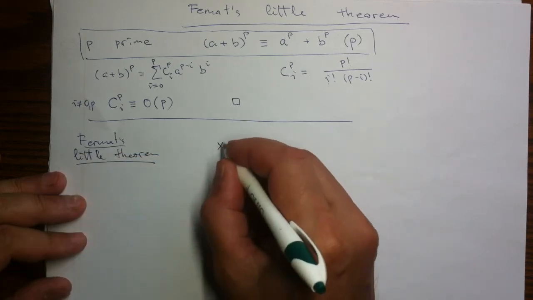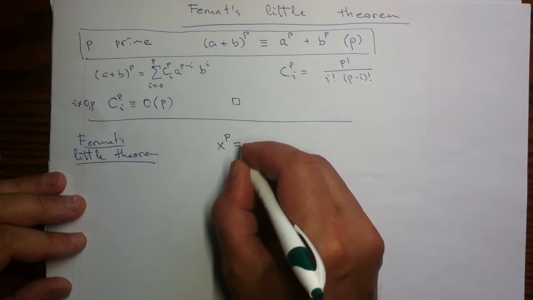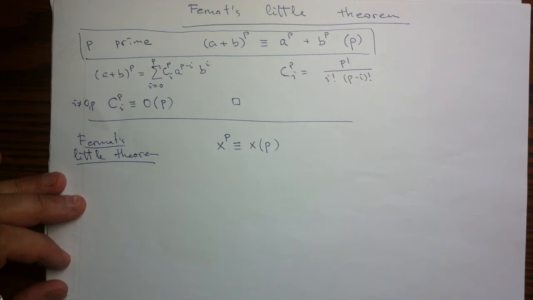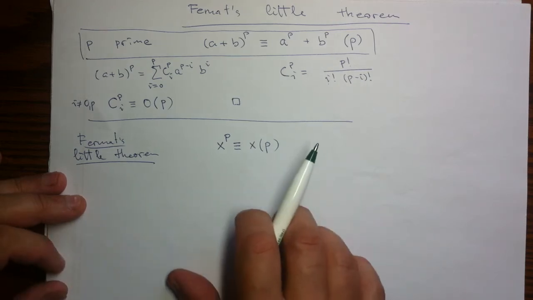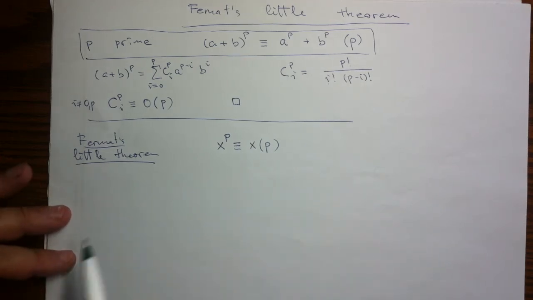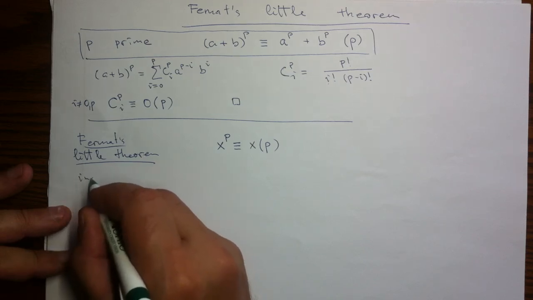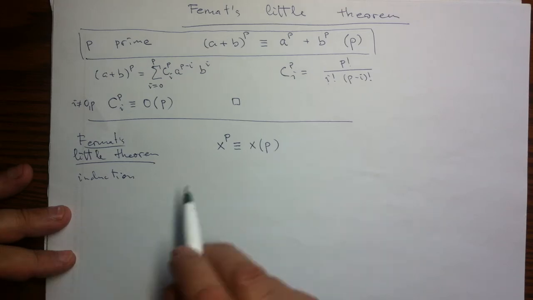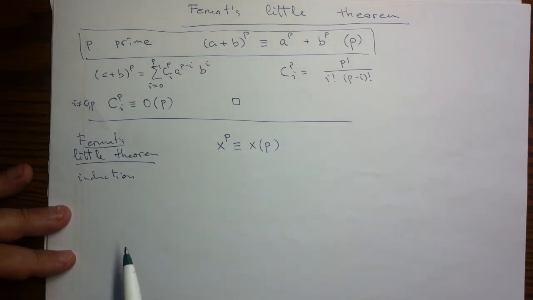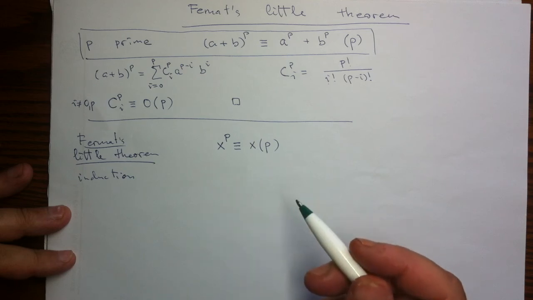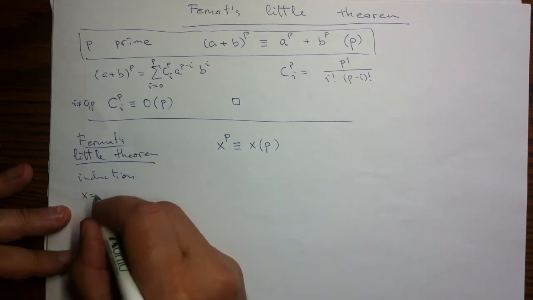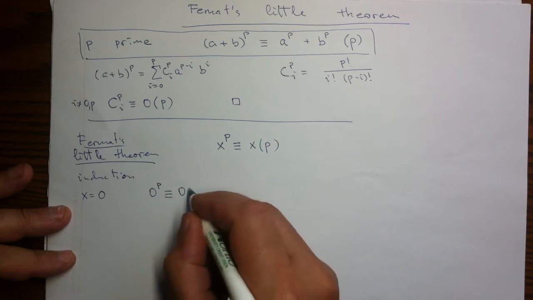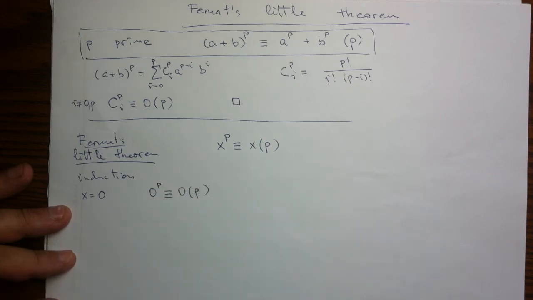What it says is that anything to the pth power is congruent to itself mod p. So any integer. We can think of x as a natural number and prove this by induction. Induction on x, of course. The base of this induction will be 0. So when x is 0, the pth power of 0 is 0, of course congruent to itself mod p.